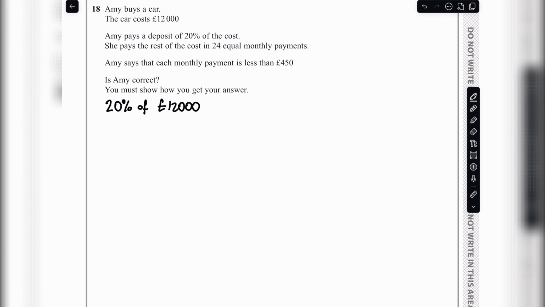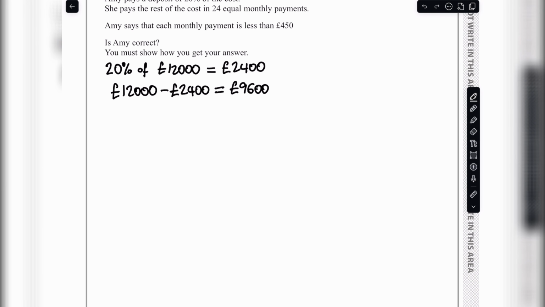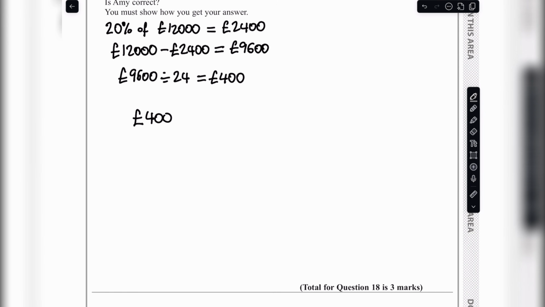And if you put that into your calculator as 20 divided by 100, multiplied by 12,000, that gives you 2,400. We then need to subtract this value from £12,000 because that's how much Amy pays as a deposit, and that gives us £9,600. And given as Amy pays the rest of the cost in 24 equal monthly payments, we can divide £9,600 by 24, and that gives us a value of £400. And we can see that the value of £400 is less than the value of £450, therefore Amy is correct.